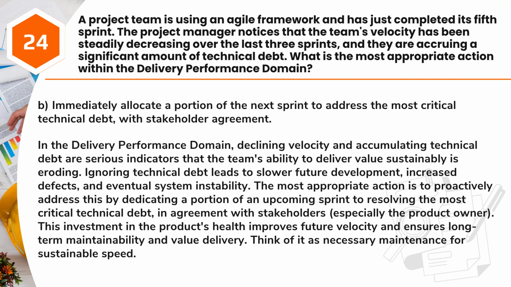Answer: B. Immediately allocate a portion of the next sprint to address the most critical technical debt, with stakeholder agreement. In the delivery performance domain, declining velocity and accumulating technical debt are serious indicators that the team's ability to deliver value sustainably is eroding. Ignoring technical debt leads to slower future development, increased defects, and eventual system instability.